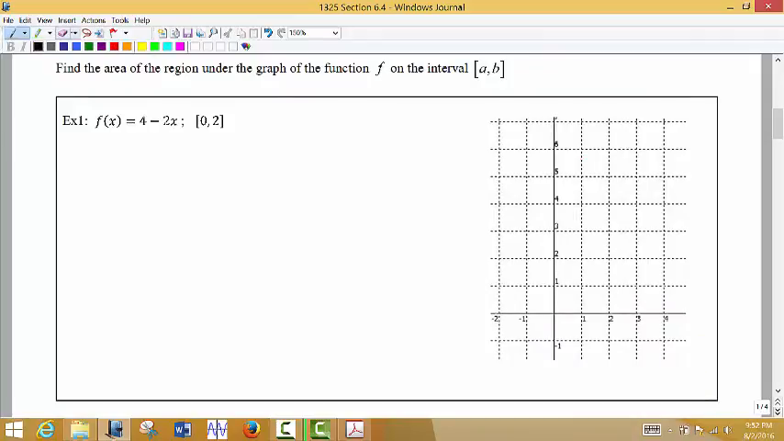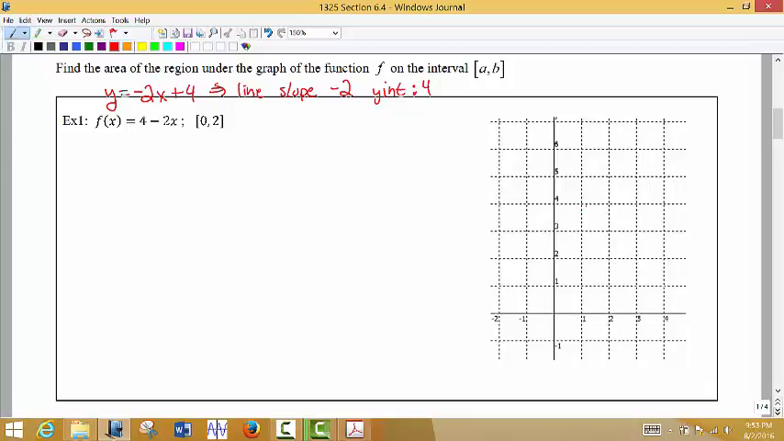Alright, so this says we want to find the area of the region under the graph of the function f on the given interval. So here we're given the function f of x equals 4 minus 2x. Remember that f of x really represents the same thing as y. And I could rearrange the terms in whatever way I want. So this is really the same thing as y equals negative 2x plus 4. What does that sound a lot like? That sounds a lot like a line that has a slope of negative 2 and a y-intercept of 4.